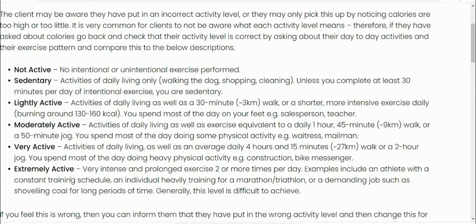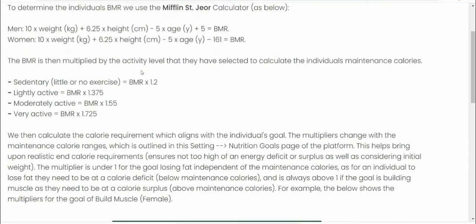So as you can see, I think most people overestimate their activity levels. I would say, my honest opinion, most of our clients will fall into this category here. They're lightly active. Okay. So let's go back here to this equation. We're going to use lightly active as the multiplier, 1.375.